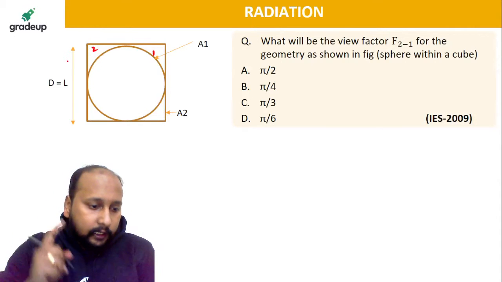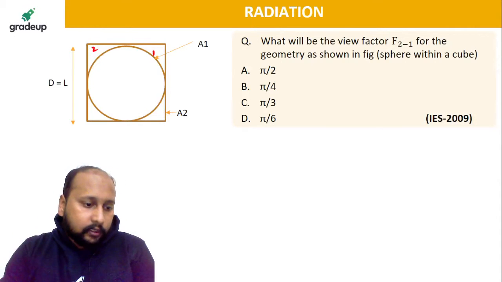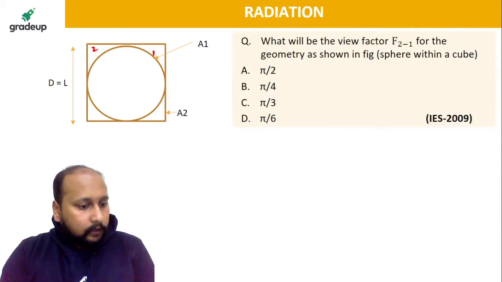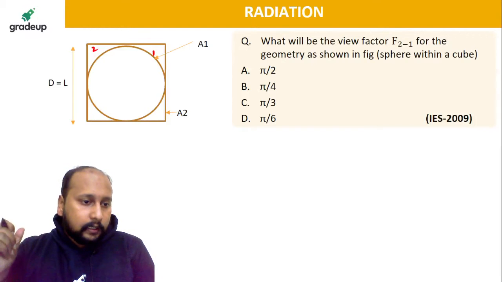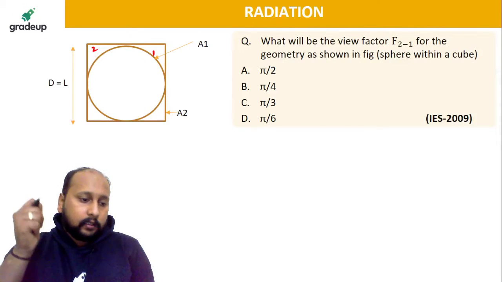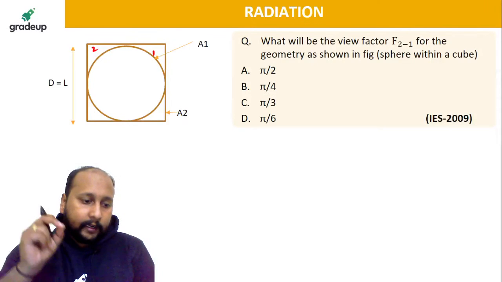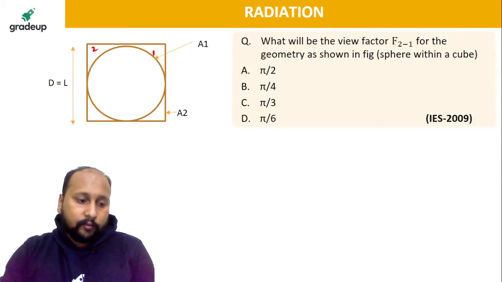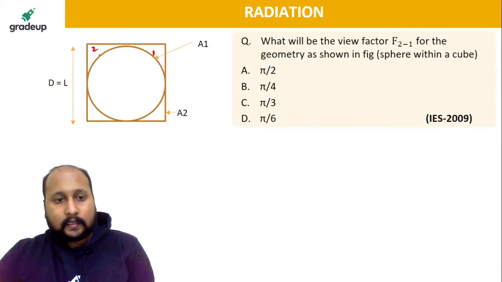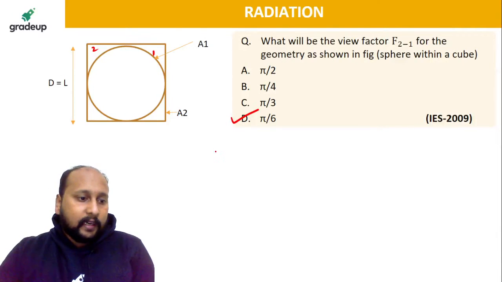Very good, Dharani Krishna has responded. I need more responses. Anyone supporting Dharani, please respond, or else you can give your answer. Abhi also correct. So we have Dharani and Abhi Krishnan, both of you are correct. Very good. Pi by 6 is the correct answer, option D.